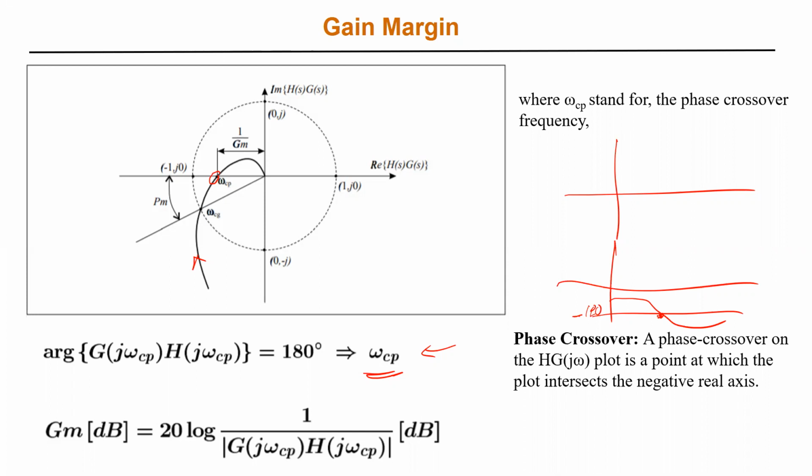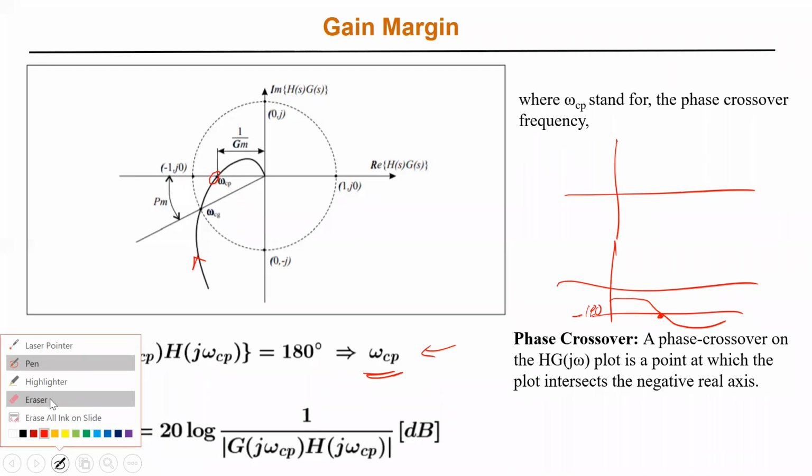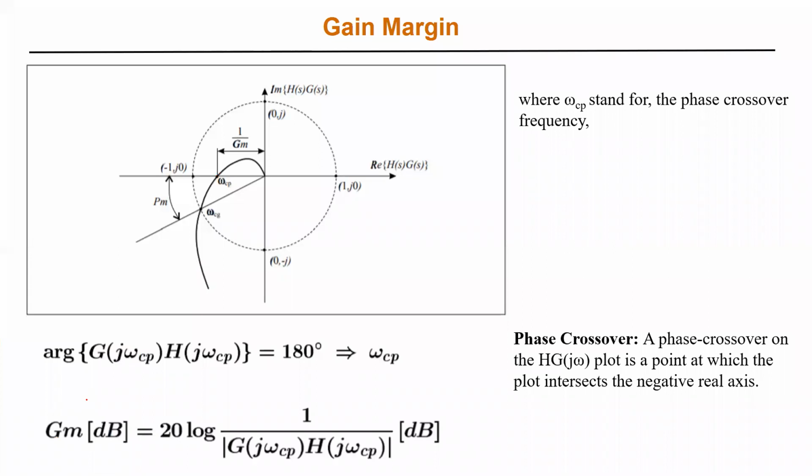And in the magnitude, we look at the 0 dB, right? In the phase crossover frequency, the phase should be minus 180 degrees, because it will have -1 at the denominator, and then it will result in infinity. The other frequency we call the gain crossover, where the magnitude equals 1.